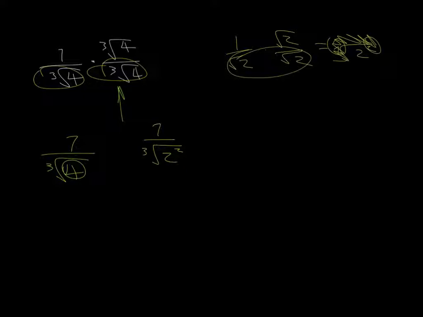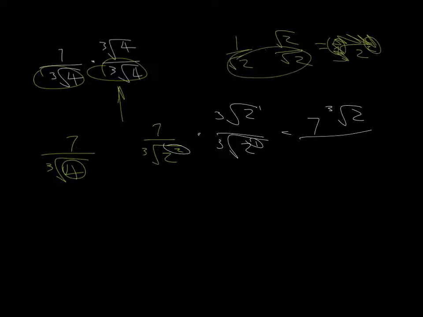So what if we multiplied the top and bottom by the cubed root of 2 to the first? Now we have a 2 plus a 1 that would give me a cube. So now I've got 7 cubed root of 2 on top, and I have the cubed root of this times this, 2 cubed here. So now these all cancel, and I get 7 cubed root of 2 over 2.